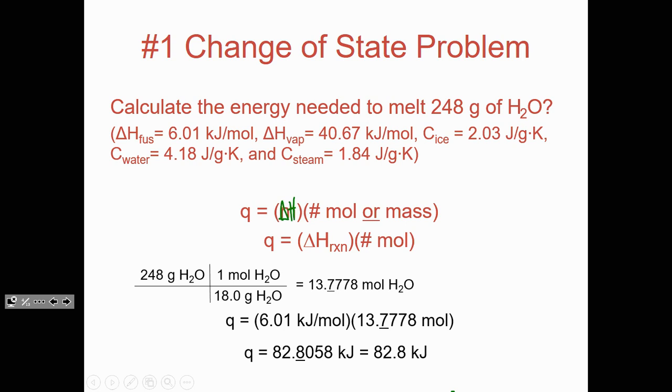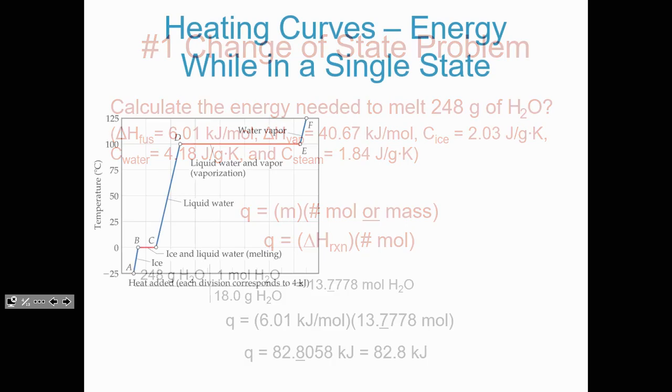You're multiplying the correct delta H, depending on whether it's melting or boiling or freezing. And remember, for freezing, they're still only going to give us the heat of fusion. You've got to remember the heat of solidification is the opposite. So if it said how much energy does it take to freeze 248 grams of water at 0 degrees Celsius, then we'd still use 6.01, but we'd use it as negative 6.01 in our calculation.